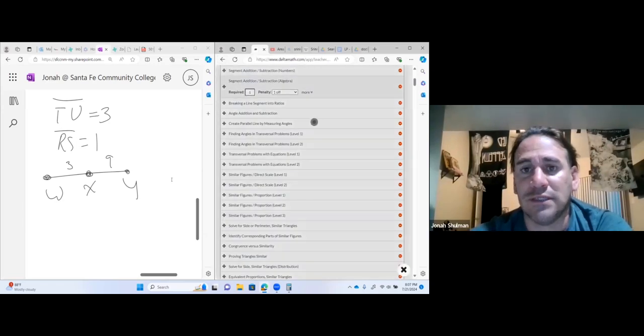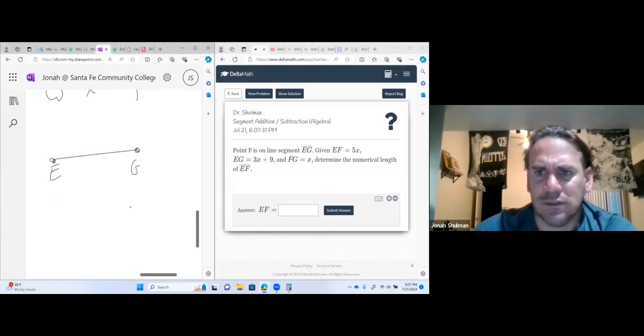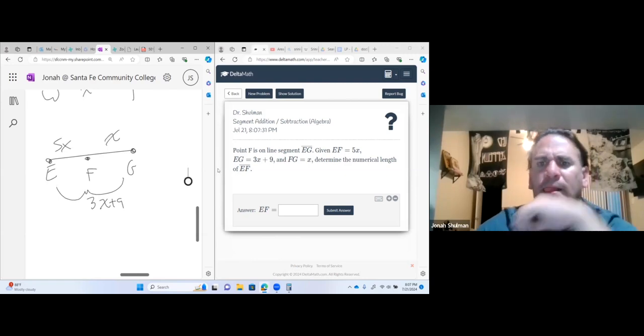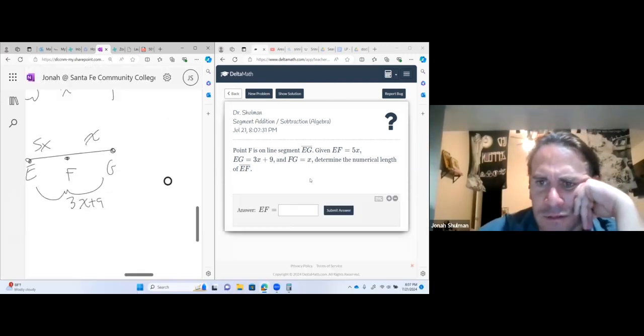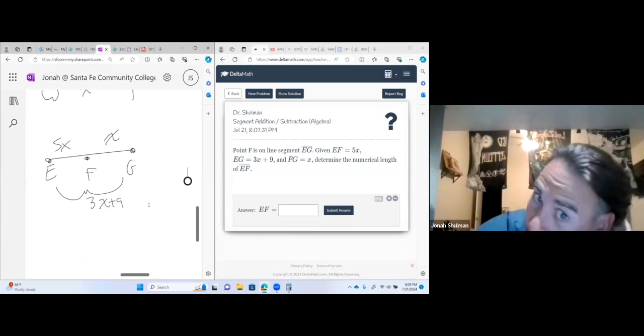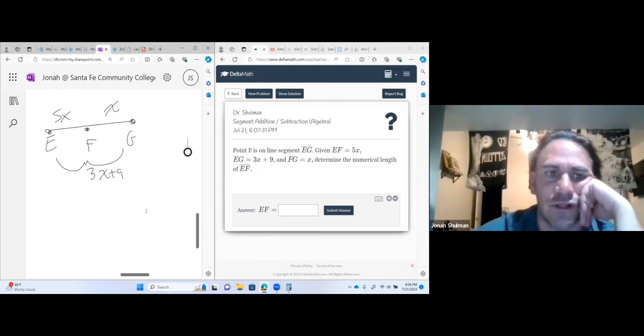All right, so let's do one that's algebraic with a number line. Okay, so now we still have EG. They're the segments, so those are the points on the side. F somewhere in the middle. So EF is 5x. EG, so the whole thing is 3x plus 9, and FG is x. Okay, so we have to determine the numerical length. So we need a length here. All right, so we have to find out what x is. Good thing there's a number, right? There's one number here, so we can solve it. I thought they were all letters for a second.